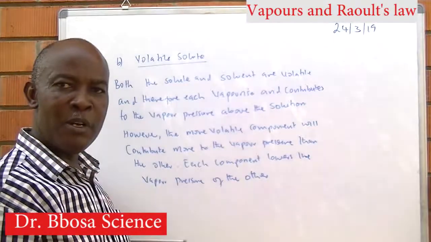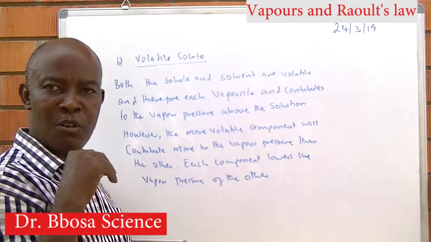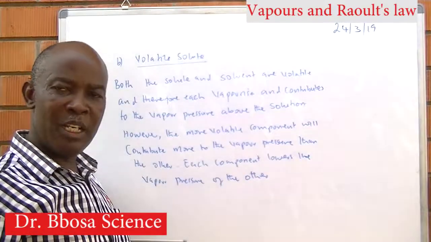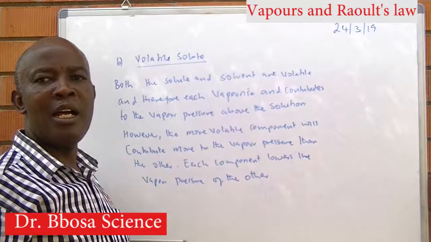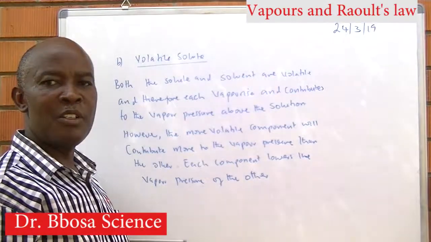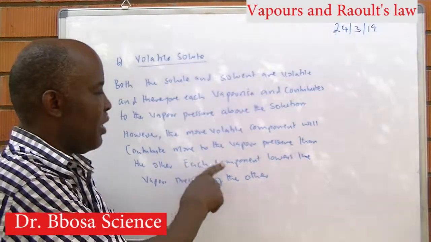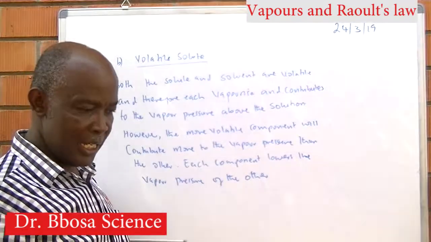The more volatile component will evaporate more than the less volatile component, but the presence of a less volatile component lowers the evaporation of the more volatile component, and the more volatile component lowers the evaporation of the less volatile component. So each component lowers the evaporation of the other.